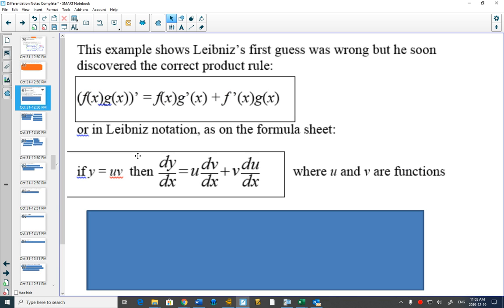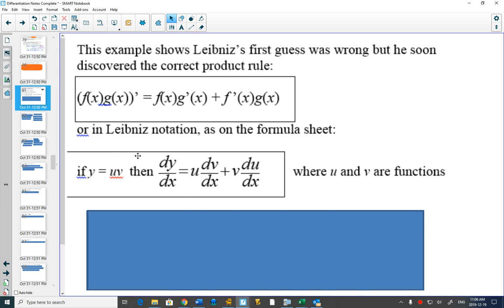So what he came up with was this. All right, if you have two things multiplied together and you want to find the derivative, this is what you have to do. What does this mean? You keep one function the same and multiply it by the derivative of the other function. And then you add the derivative of that first function multiplied by the derivative of the other one. And we have two different notations. We have Leibniz's notation and Newton's notation to look at this.